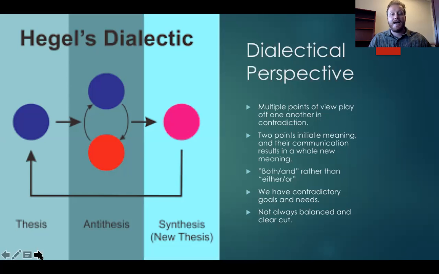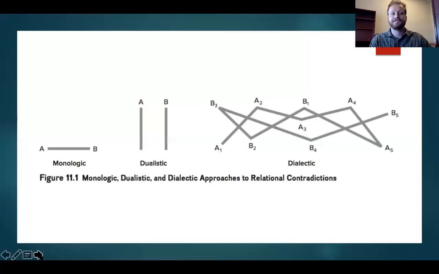And we often have these contradictory needs, and these responses within these relationships are not always balanced and clear cut. While we can have two meanings, both/and, that doesn't mean that they are equally distributed or equally negotiated. And that's really going to depend on and be affected by the context and the situation of the relationship.